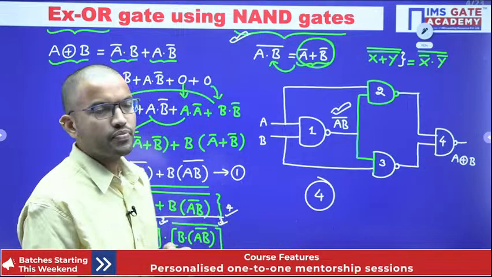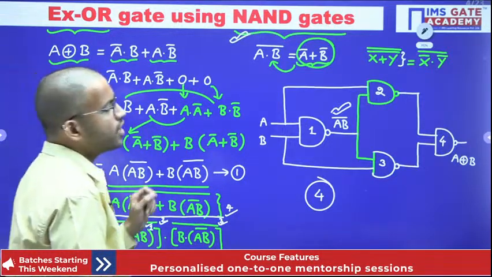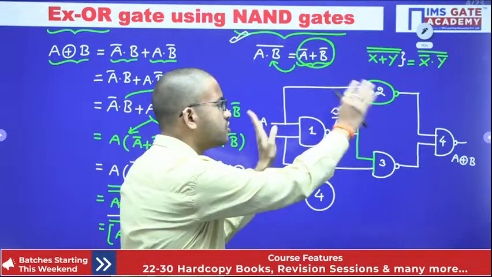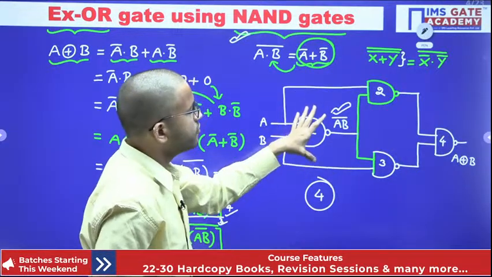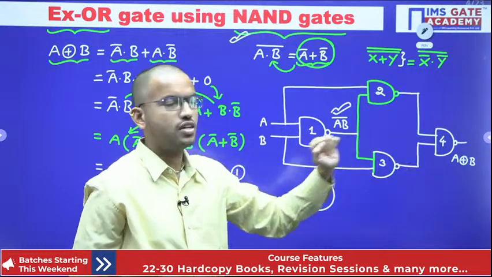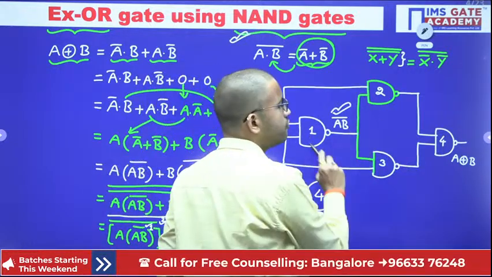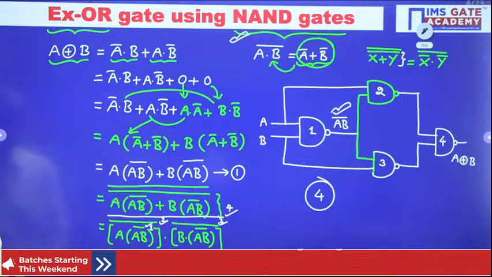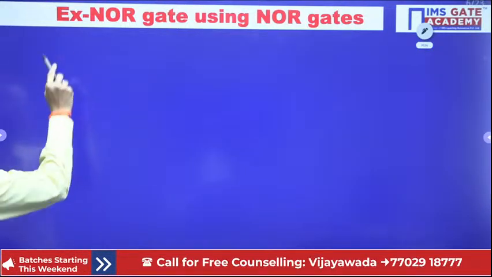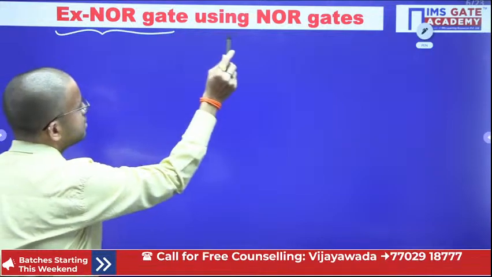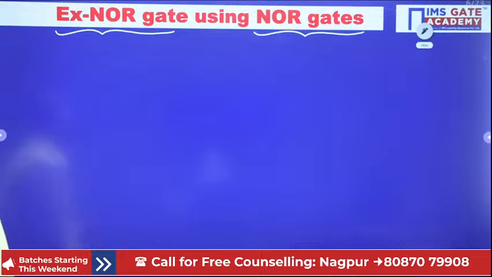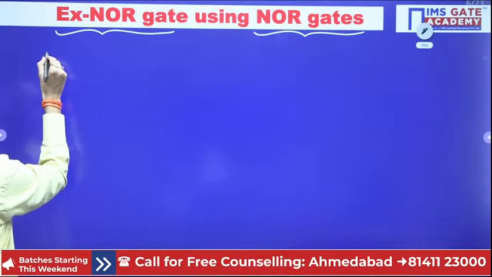The dual of A XOR B is A XNOR B. So that means if you want to implement the XNOR gate with the help of NOR gates, you can consider the same circuit diagram, and instead of NAND, just consider NOR gates. That's all. So with the help of 4 NOR gates, you will get A XNOR B. So just put the heading: XNOR gate using NOR gates. Just make a note.